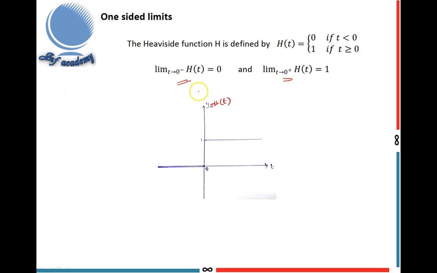t tends to 0 minus means the left hand limit of H of t as t approaches 0. t tends to 0 plus means the right hand limit of H of t as t approaches 0. Here there is no single number, that means these two are not equal, so H of t does not approach a single number as t approaches 0. Limit t tends to 0, H of t does not exist.